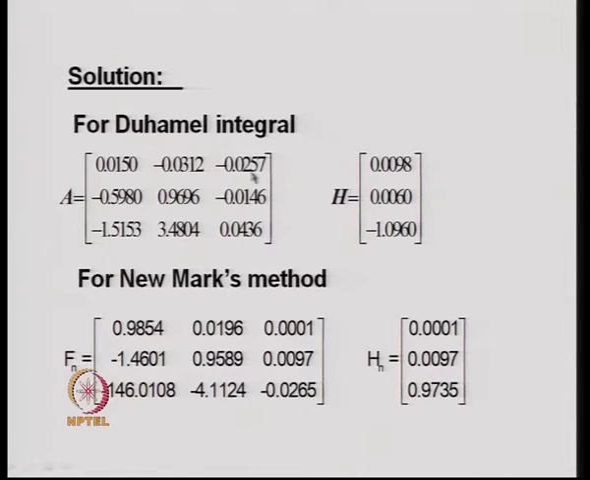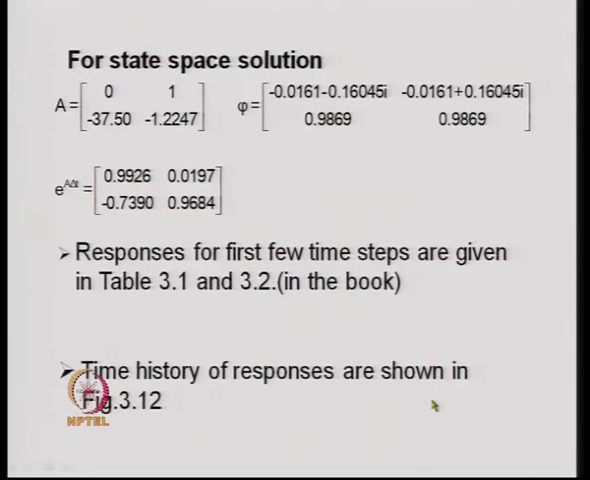This is the A matrix for Duhamel integration, and the F n matrix is for the Newmark's beta method, which is given here, and H n is this matrix. So, with the help of these matrices one can find out the response at different time steps. In the state space solution, we have seen that we require e to the power A delta t, and A is this matrix, the state space matrix.